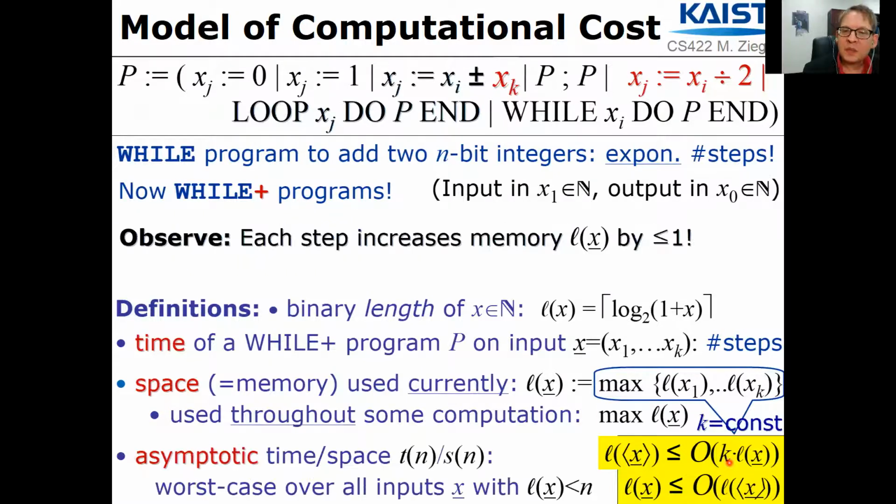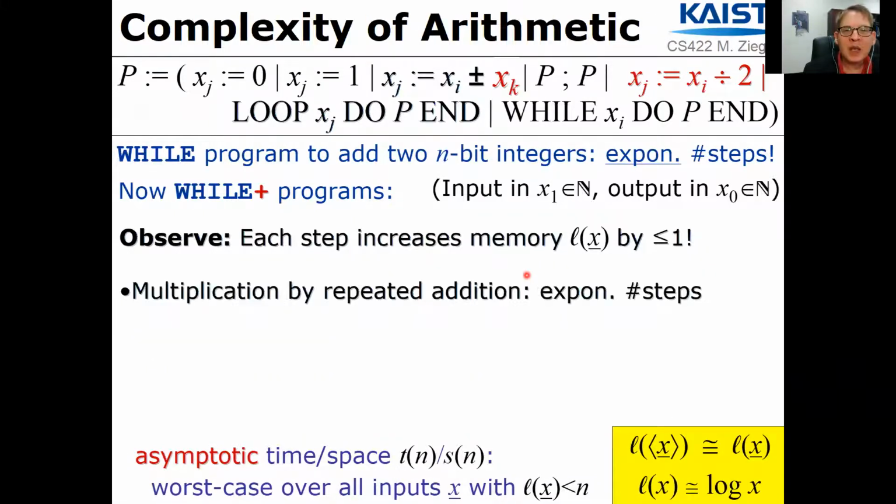So the base message to remember from here is that each step can increase the amount of memory by at most 1 in this sense, and therefore when the while plus program runs in polynomial time, then it will only incur a polynomial amount of memory. It will be a polynomial space program.